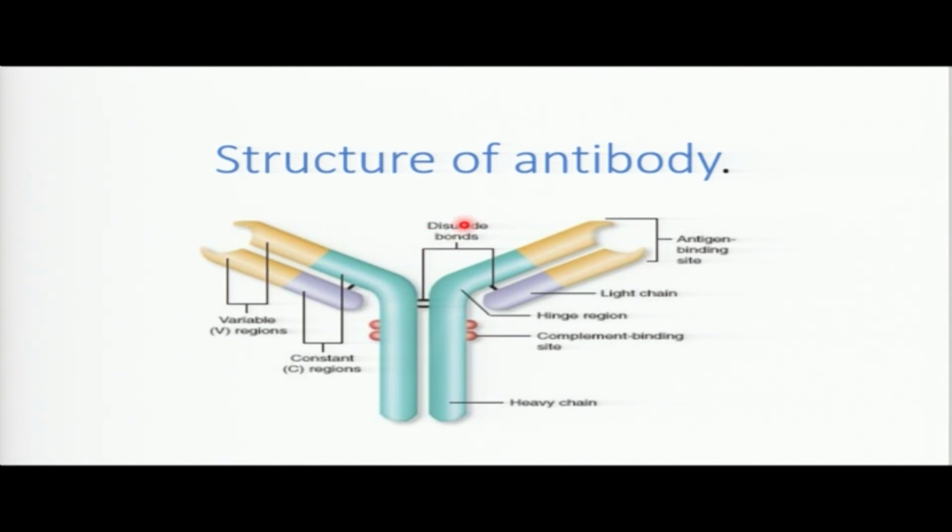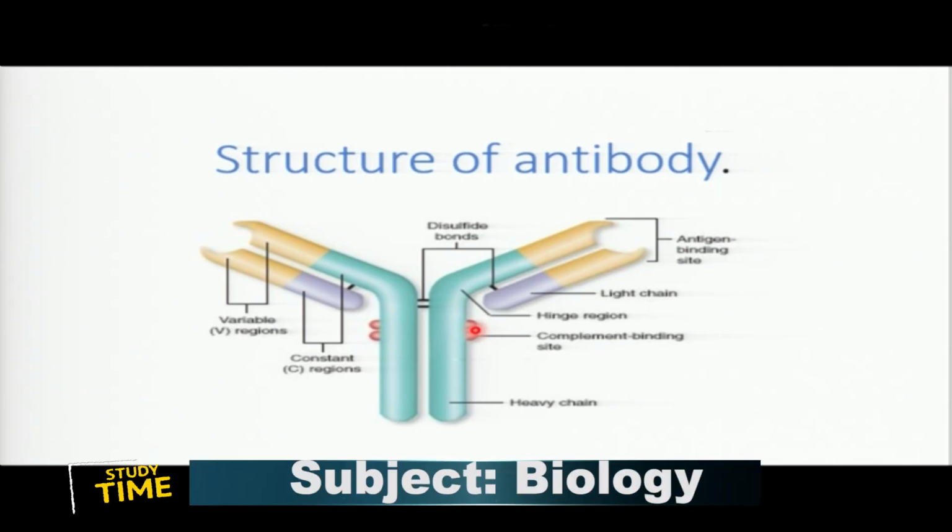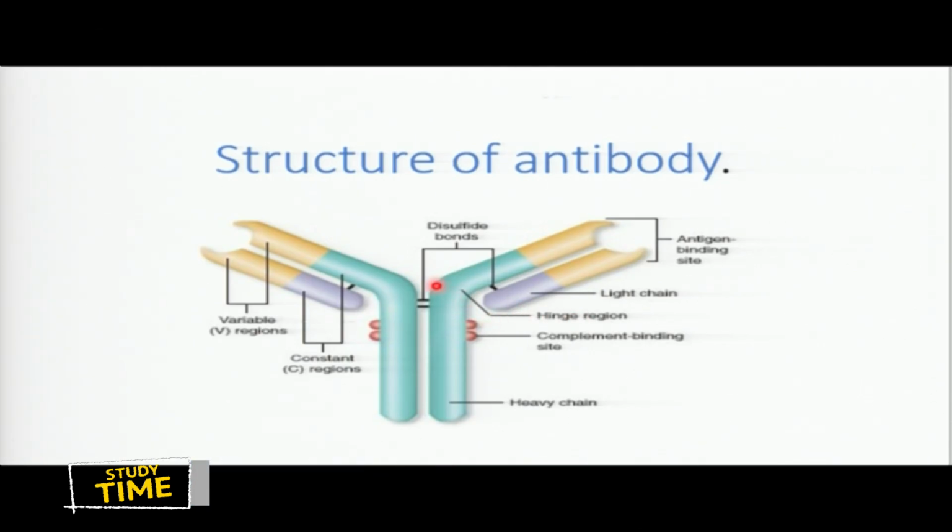This is actually what you have to deal with. So we have another one which is the complement binding site, where complement proteins can bind also. We also have the hinge region. This curve, where it is curved here, is what you call the hinge region.